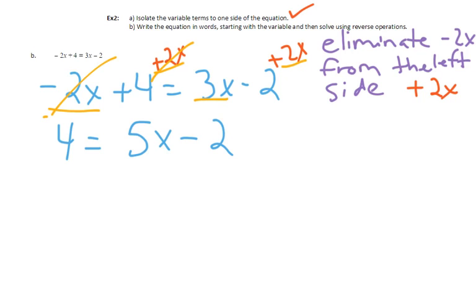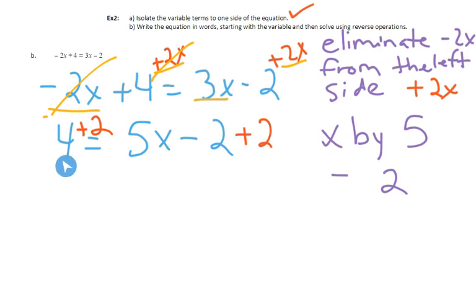Check. And now we can go ahead and write the equation in words starting with the variable. So if I look at my equation here, starting with x, which is my variable, the very first thing that I'm doing is multiplying by 5, then subtracting 2. So I'll say multiply by 5, subtract 2. And we're going to work, as always, in the reverse order. We're going to undo this negative 2 by adding 2 to both sides first.